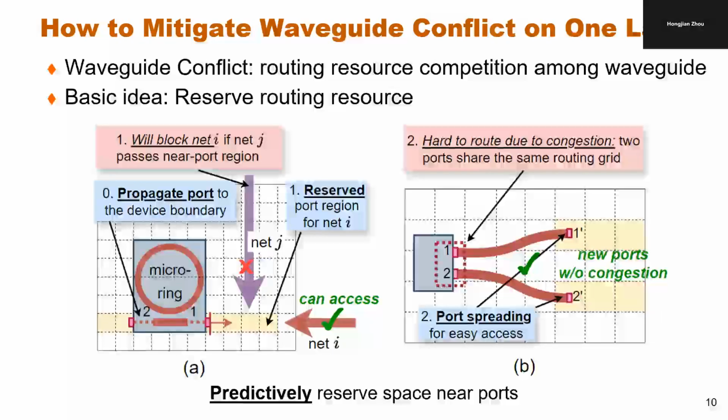If the port is located in the cell, we should propagate it to the boundaries first. Then the grids in front of the port can only be used by that port, and it will prevent other nets from crossing this port region. Second, if some ports share the same grids, then we will spread these ports and assign them to new ports without congestion.